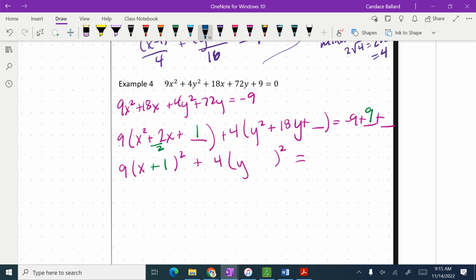What are we supposed to do to the 18? Divide by 2. What do you get? 9. And then what am I supposed to do to the 9? Square it. What do you get? 81. Good. 81 times 4. What was it? 324. Perfect. Good news is the 9's canceled and we get a 324 over here, right?